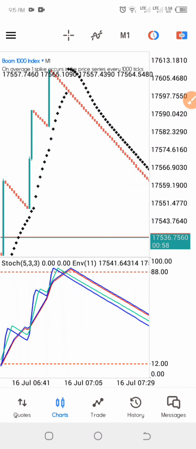So in today's video we are going to be talking about this boom and crash scalping strategy and how many candles we are going to catch when using this strategy. Okay, so the number of candles you are going to catch depends on you. This strategy can give you 30 candles, 50 candles, even 100 candles.